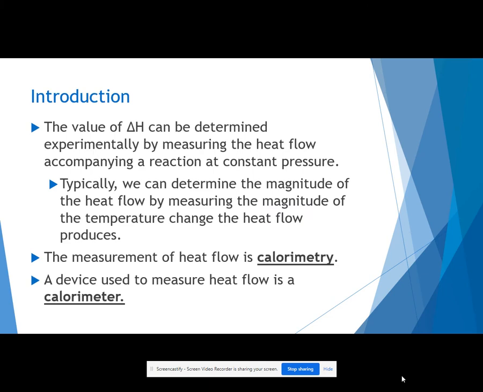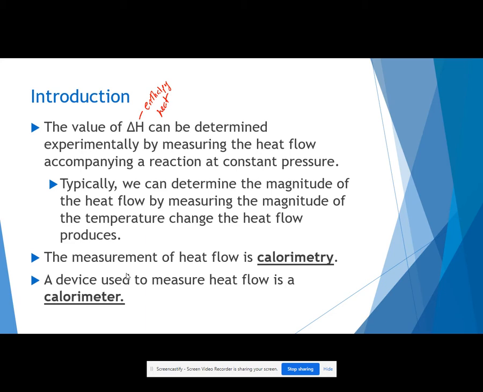For an introduction, the values of delta H, remember H means enthalpy, so let's go ahead and write that. That means, and remember that has to do with heat transfer. It can be determined experimentally by measuring heat flow accompanying a reaction as long as it has constant pressure. Now, the way we do this is we can determine the magnitude, or how big of a heat flow, by measuring how big of a change there is in the temperature. Maybe there's a decrease in temp, maybe there's an increase. And this measurement of heat flow is called calorimetry.